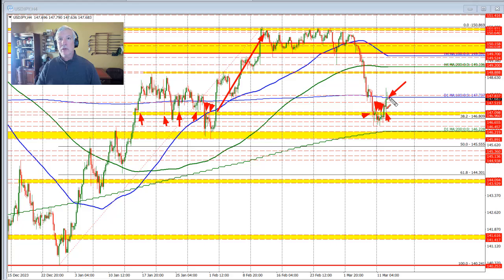As you can see, the current 4-hour bar is very narrow, but the 100-day moving average comes in at 147.73, and that's going to be our barometer going forward. Stay above, it's more bullish. Move below, it's more bearish. Right now, the market is just saying, "Hold on, let's see what happens going forward, and we'll go from there."